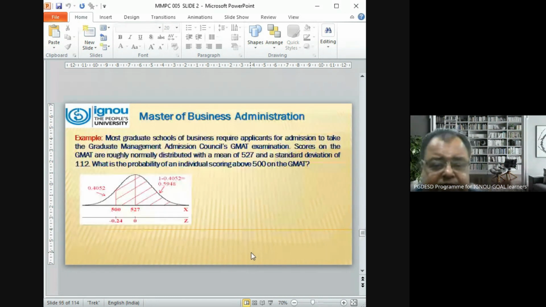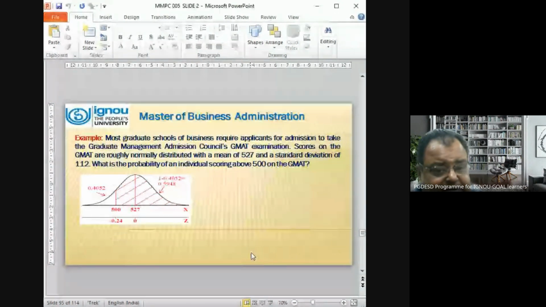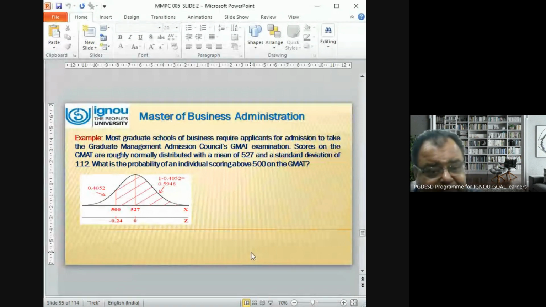Now another problem is there. Most graduate schools of business require applicants for admission to take Graduate Management Admission Council's GMAT examination. The scores on the GMAT are roughly normally distributed with mean of 527 and standard deviation of 112. What is the probability of an individual scoring more than 500 on the GMAT? What will you do? I have drawn everything on this graph.